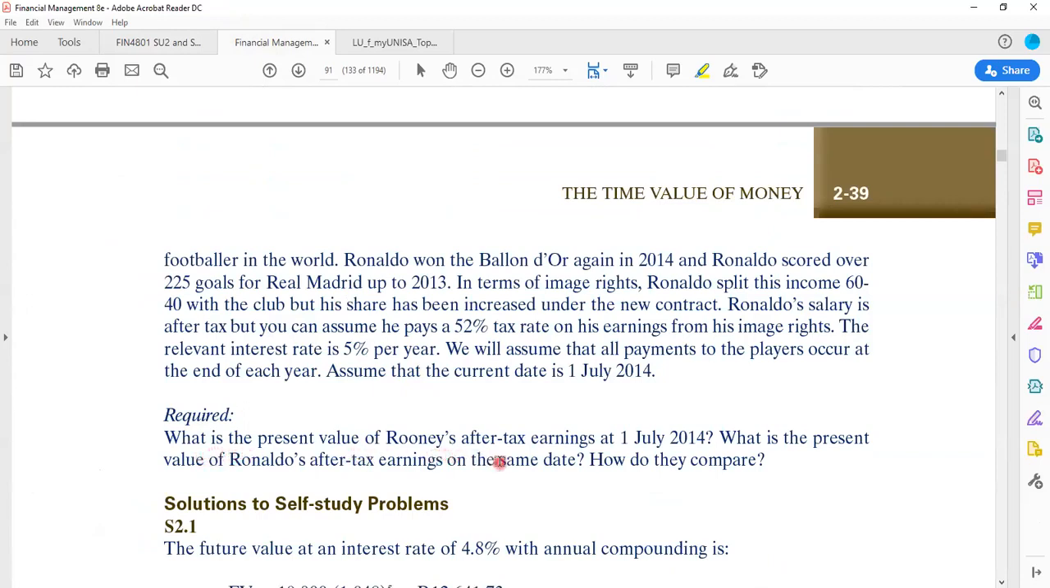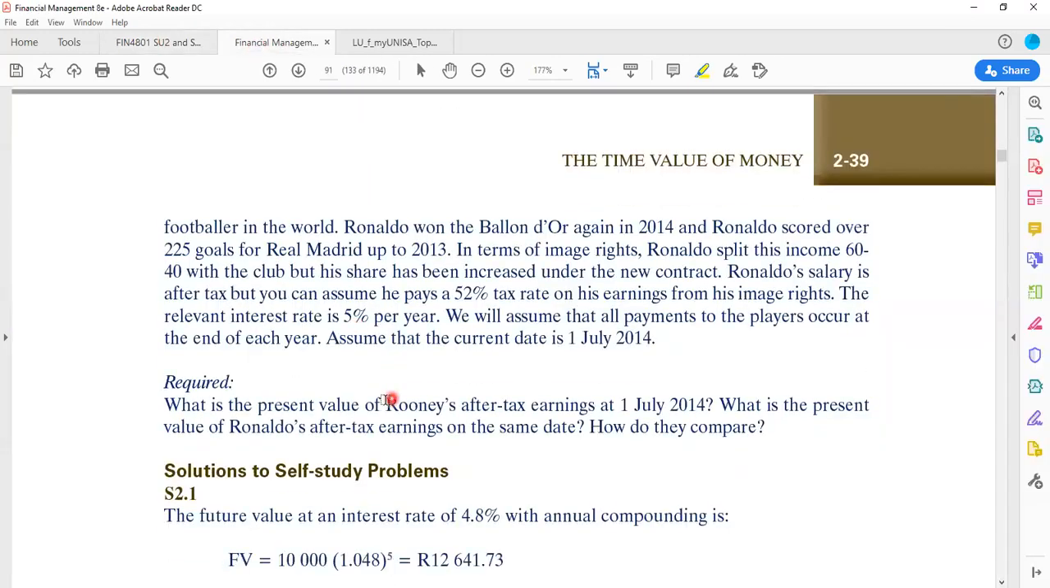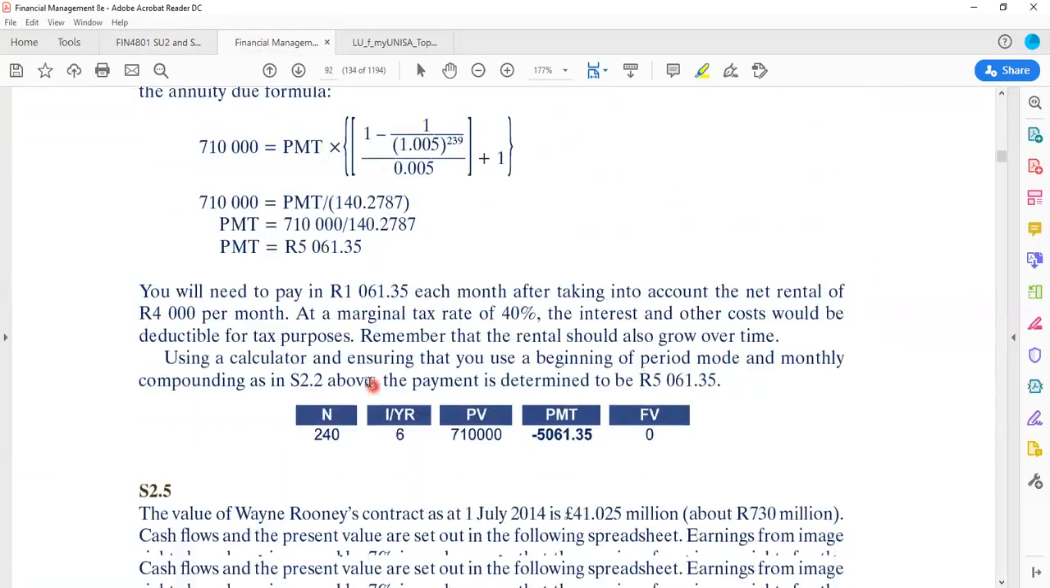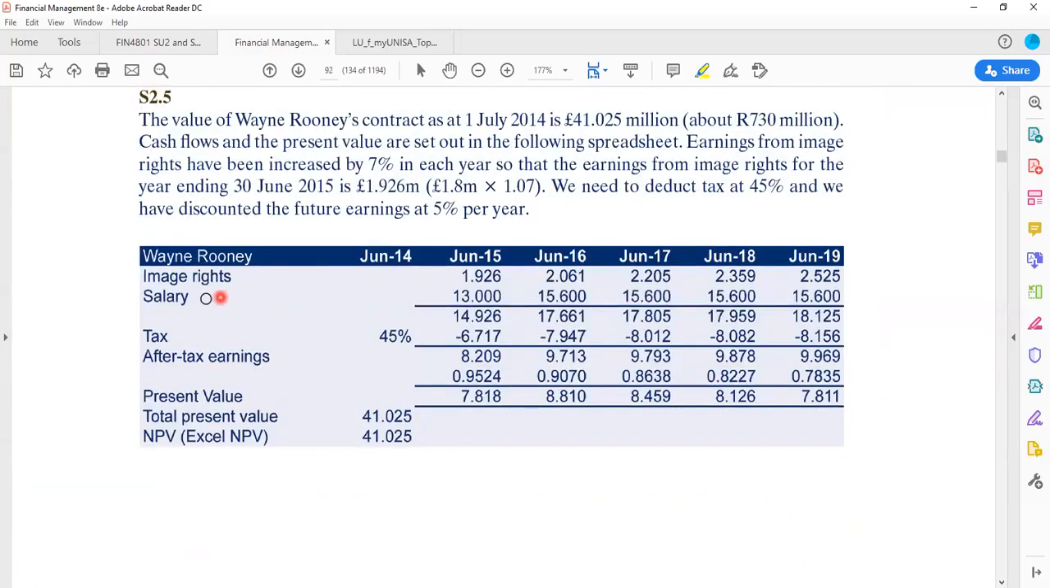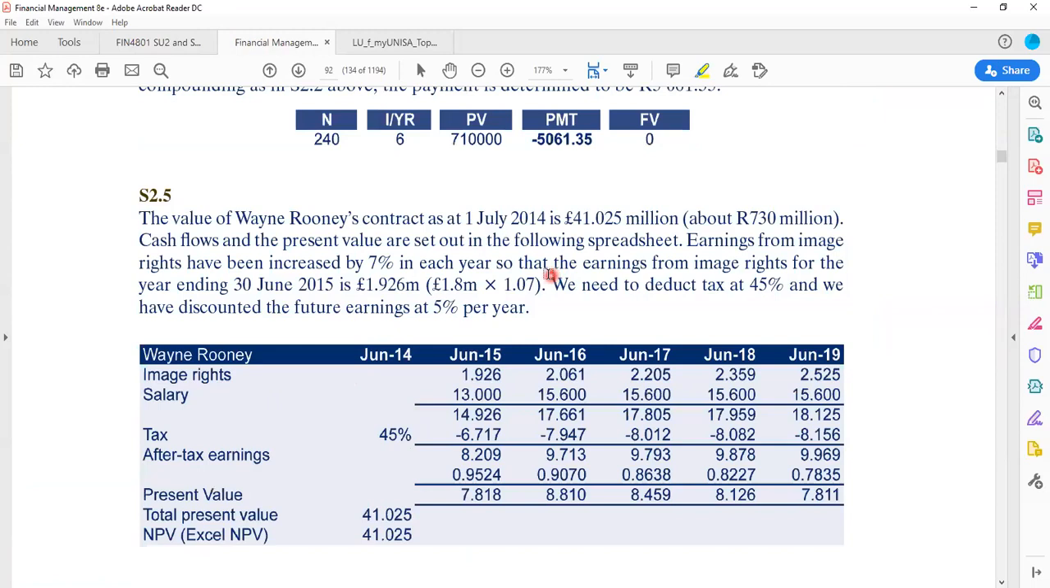What is the present value of Rooney's after-tax earnings at 1 July 2014? And what is the present value of Ronaldo's after-tax earnings on the same date? How do they compare? So with this question, basically, you were given two soccer players, right? And then one of them had image rights, and we were told that these image rights increase by a certain percentage each year. We were told that they increased by 7%.